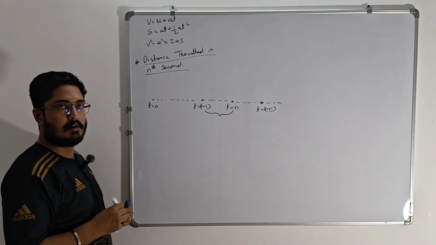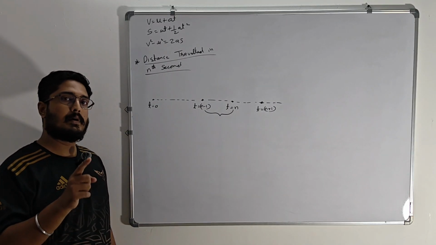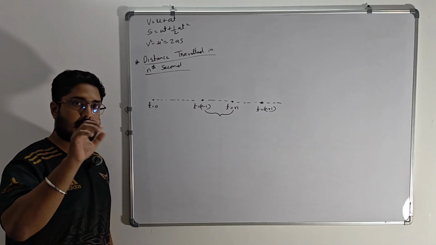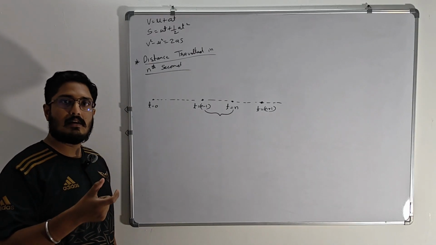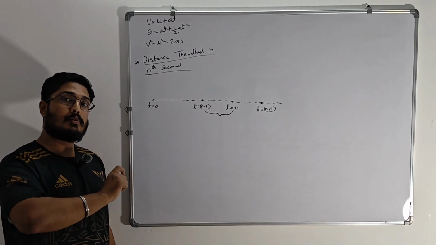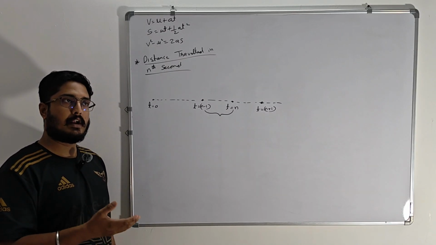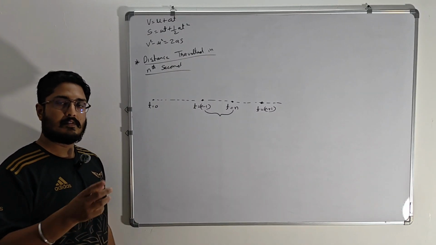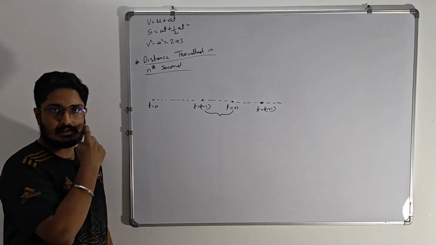Very important. Don't confuse here. So when they're asking you to find the distance traveled by the particle in the fifth second, for example, then they are actually interested in the distance traveled between the time interval of 4 seconds and 5 seconds. Similarly, if they are asking you to find the distance traveled in the third second, they are asking you to find out how much distance it has traveled between 2 seconds and 3 seconds.